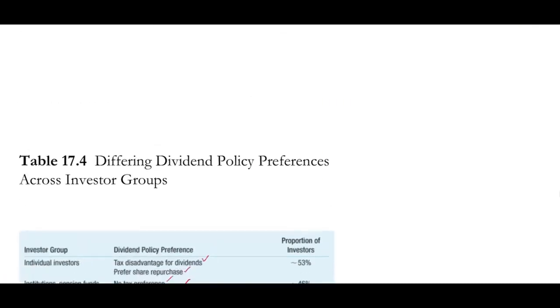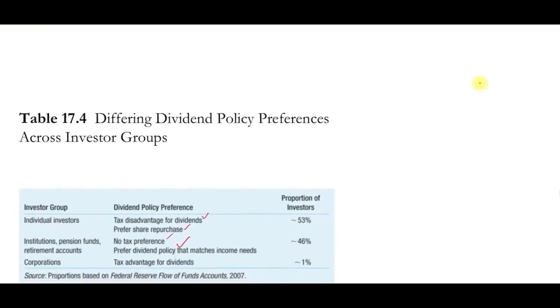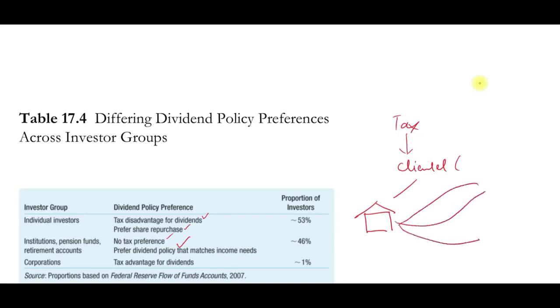The story of these two slides is that in reality there are taxes in the market, and these taxes create clientele. So when there are different clientele, companies have to have a specific dividend policy to cater to the needs of different clientele. It means tax has an effect on the dividend policy of the company, because there are different people in the market, so the company needs to see which segment to target.